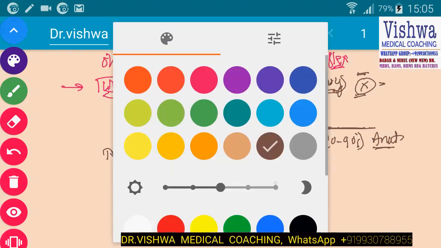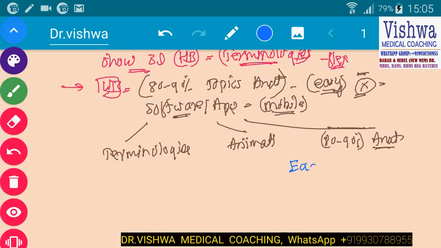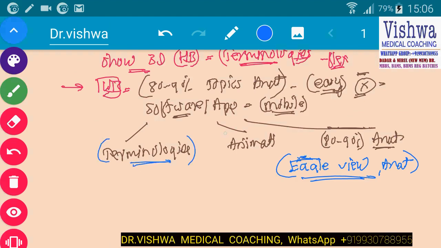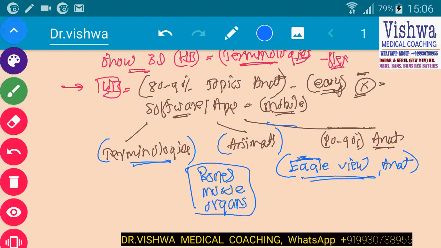We always say this is a type of eagle's view of anatomy. Imagine you are riding on an eagle, high up in the sky, and you are looking down on anatomy, at what exactly the things are in anatomy, so that we all can understand most of the things properly. And then we may go through the next few chapters and lectures. We'll be going through the bones, muscles and organs. That is what is being planned in these sessions.